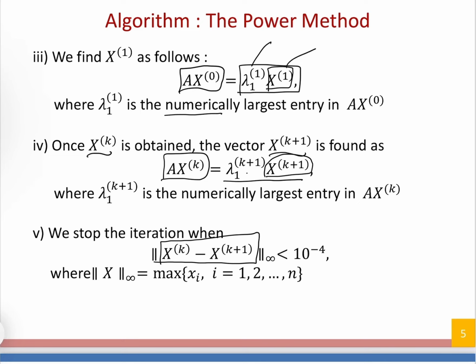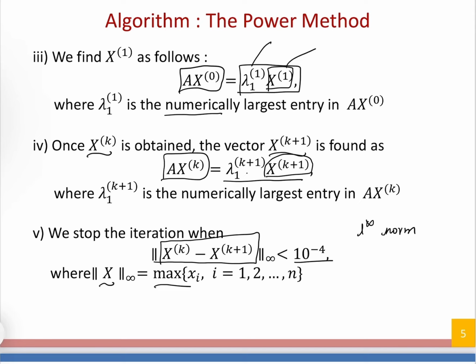If the difference is less than the tolerance, here we assume the tolerance is 10 to the power of minus 4. If that is less than 10 to the power of minus 4, then we stop the iteration. Here I considered the L infinity norm, which is defined here. The L infinity norm of this column vector is the maximum of the entries in the column vector, that is, the maximum component in the column vector.